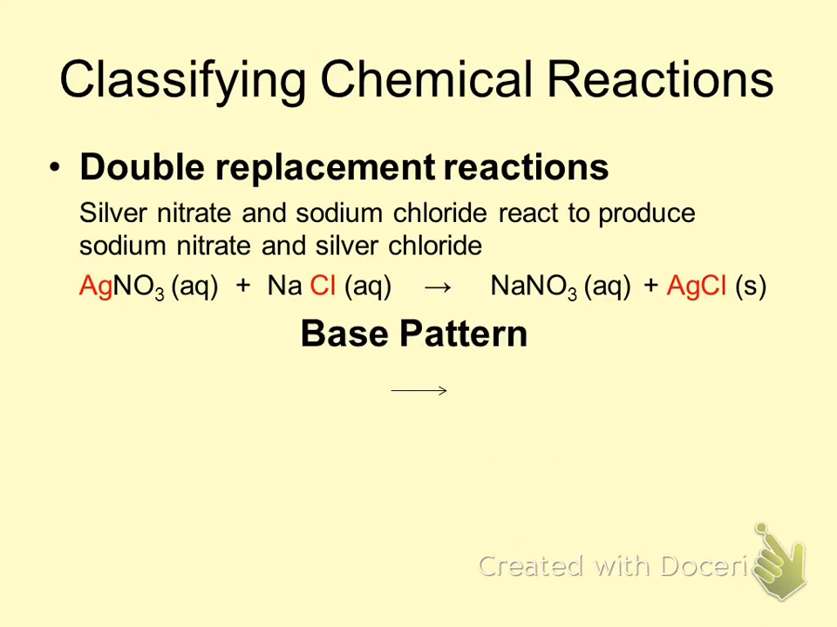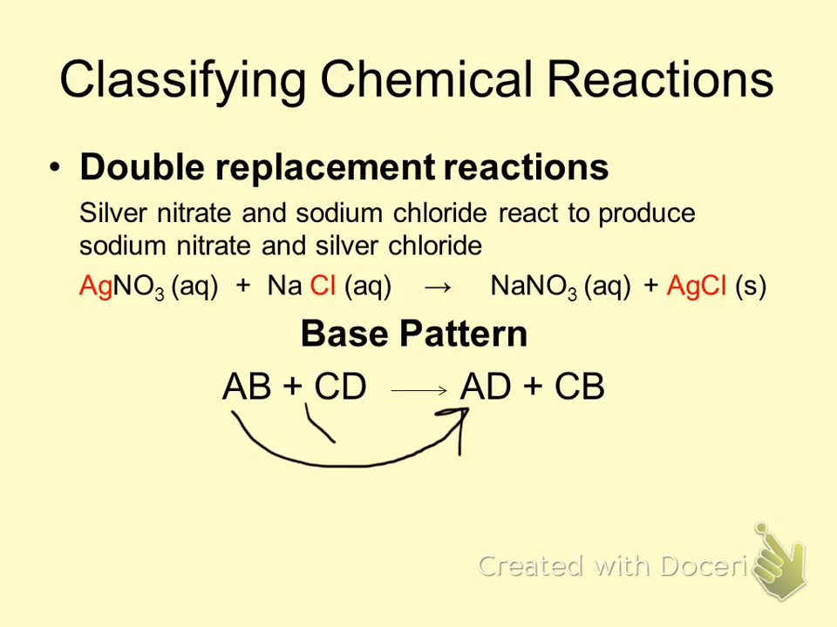So, what is our base pattern? We have AB plus CD yields AD plus CB. The easiest way for me to remember, if you take your metals and move them directly over to the other side, as they are, then come back in the end and switch partners. So, B will now go at the end, and D will now go up front. But this is an easy pattern to memorize. Just remember, in the end, both are switching places.